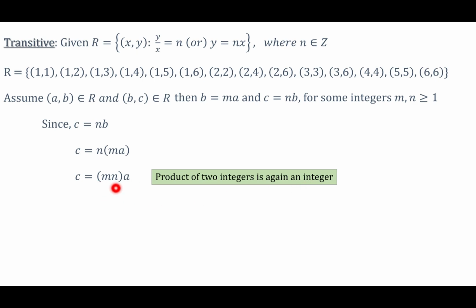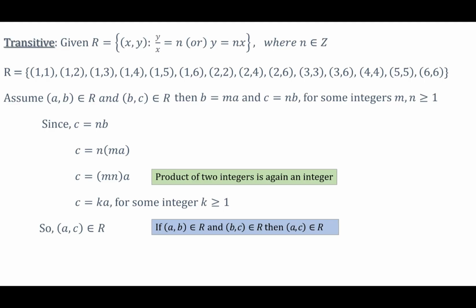So I'm writing some k, for some k greater than or equal to 1. Then c is equal to ka, which is this condition, right? Which means (a, c) belongs to R. We assumed at the beginning (a, b) belongs to R, (b, c) belongs to R. I got (a, c) belongs to R, which means the given relation is transitive. We know the definition of transitive: if (a, b) belongs to R, (b, c) belongs to R, then (a, c) must belong to R, which I proved. That's all.